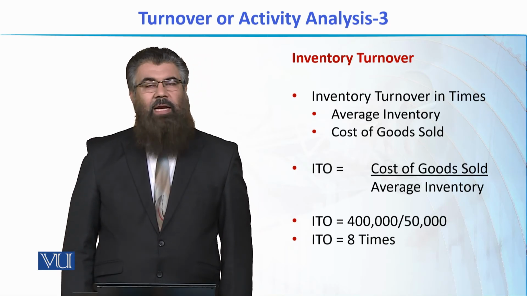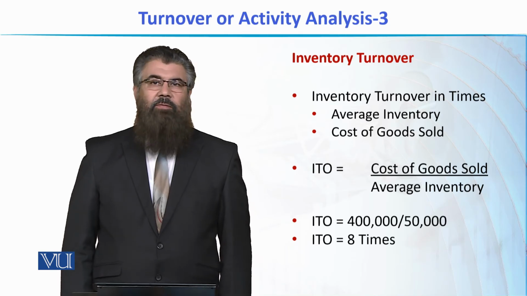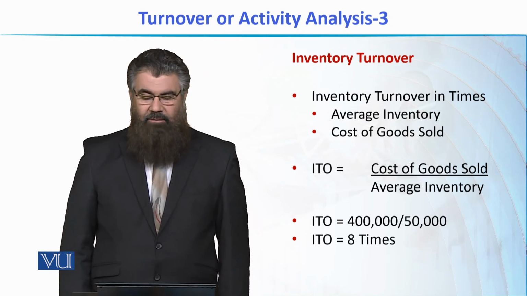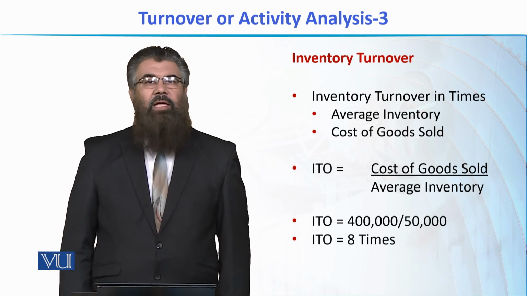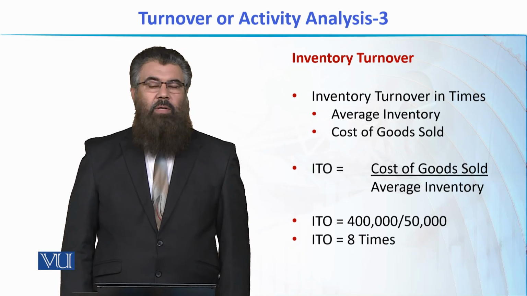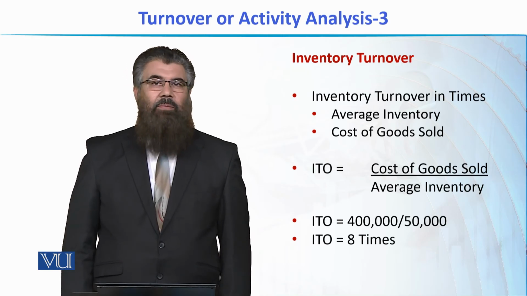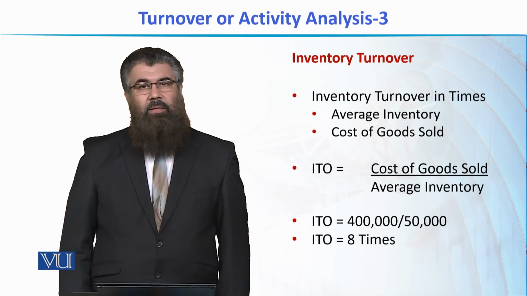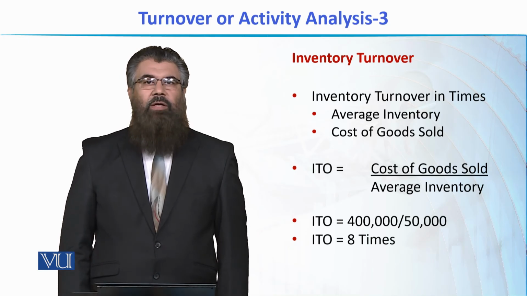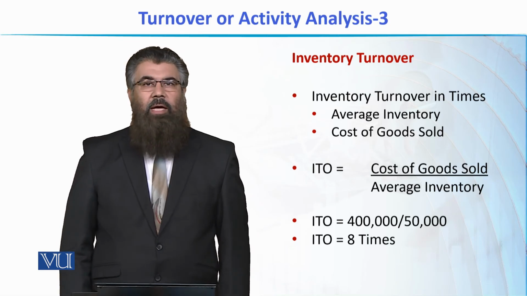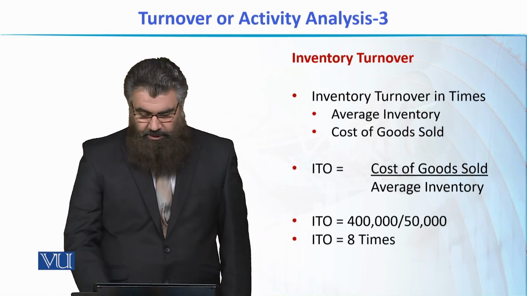Suppose we have a value of 400,000 rupees of cost of goods sold and we have an inventory of 50,000, which is the average inventory. So we'll get inventory turnover equal to 8 times. How do we interpret it? 8 times is the number of times we circulated or moved the inventory in 1 year. That is, we purchased the inventory and we sold it and we converted it into cash and profit.